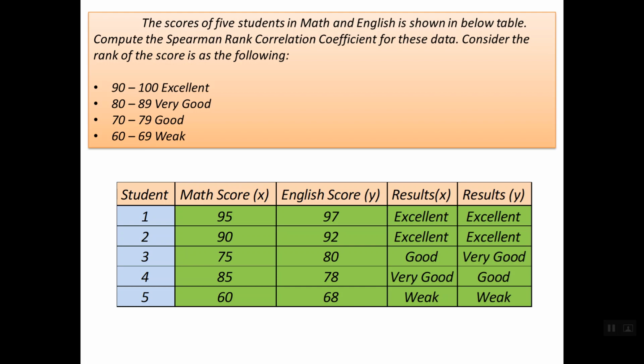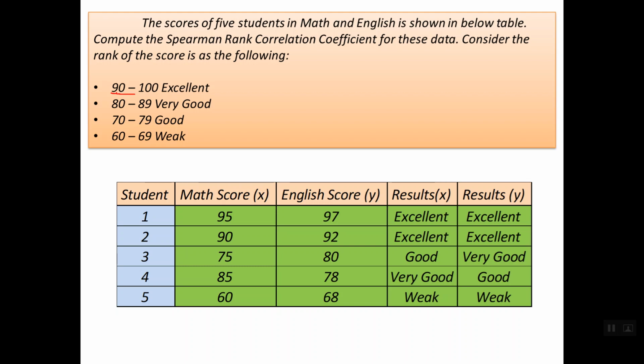The Spearman correlation coefficient depends on data which are ranked in such a way. So, for example, for this question, we have the scores of 5 students in both math and English classes. What is needed for these data is to compute the Spearman rank correlation coefficient. And let's understand the rank before starting the computation of the Spearman correlation coefficient.